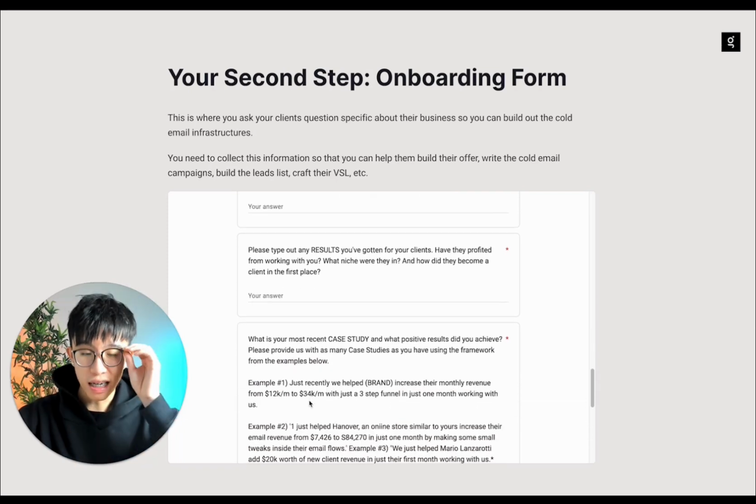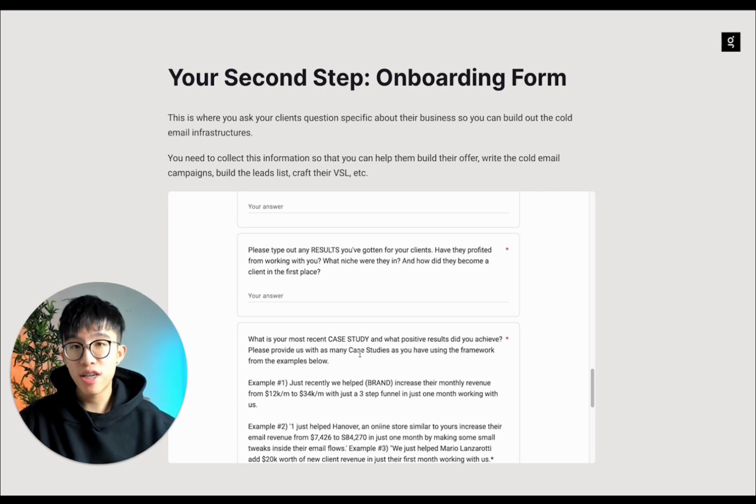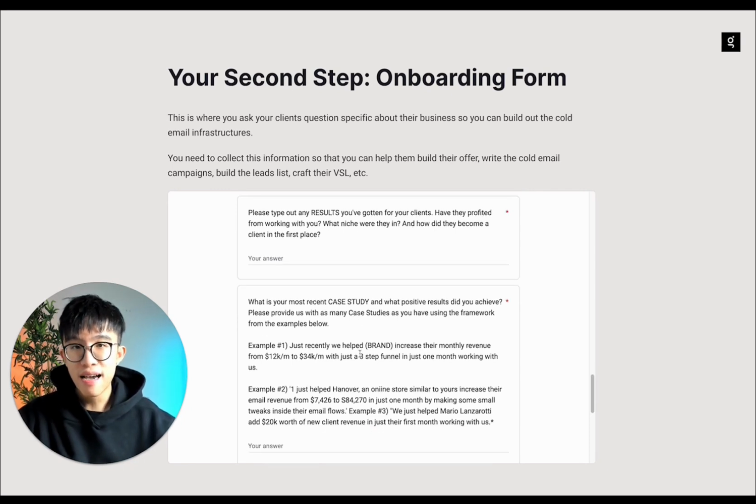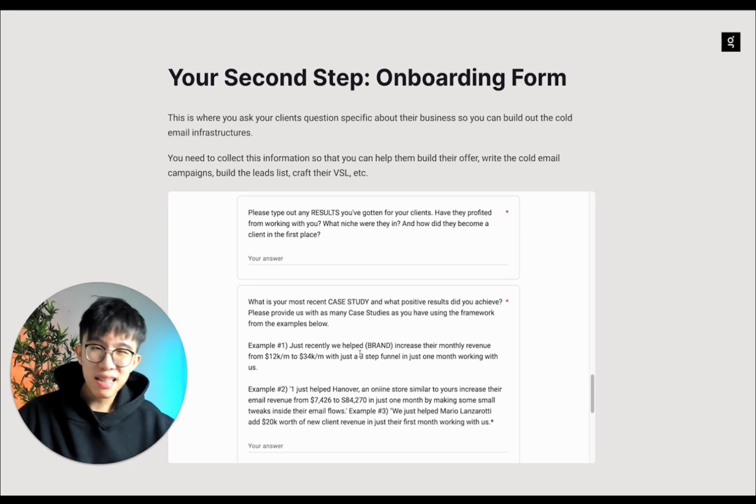And because we're getting that information, we're now able to craft effective case studies. What is your most recent case study and what positive result did you achieve? So we're asking for the most recent case study. There's a very strong chance these clients have multiple case studies and you just want to get that information basically. As you can see from some of these questions, they're basically asking a very similar thing over and over again to clarify the information that they previously stated. And on the actual onboarding call, you'd be able to clarify with them.